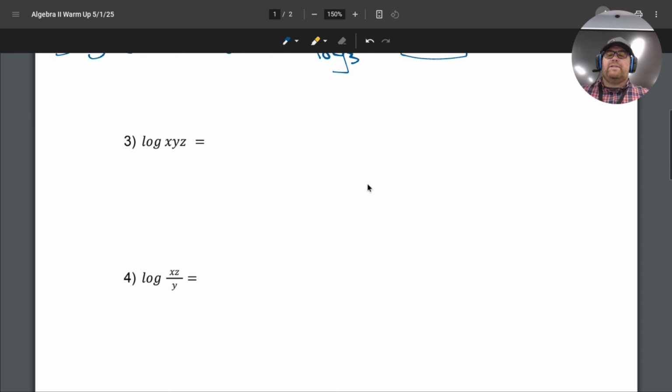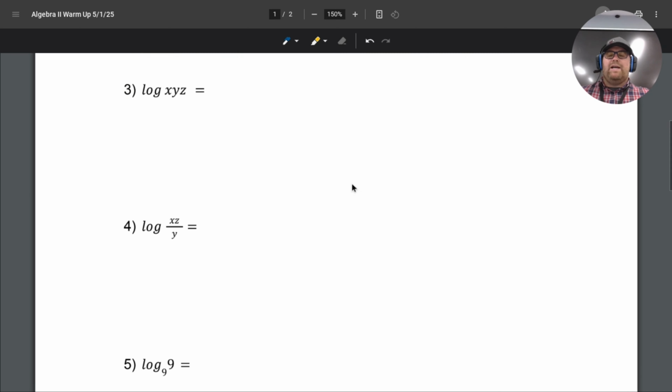All right, if I look at this next one, I have the log of xyz, so x times y times z. So we're going to use the product rule to break this apart. We're going to say log of xyz is equal to the log of x plus the log of y plus the log of z. Okay, and that's it for that one.